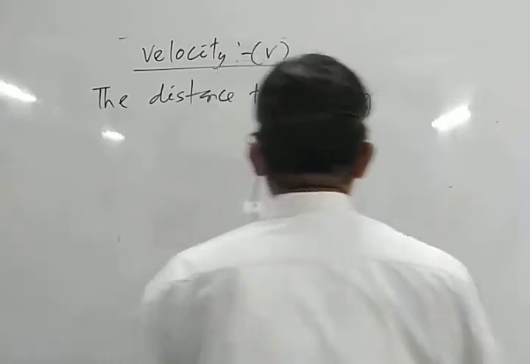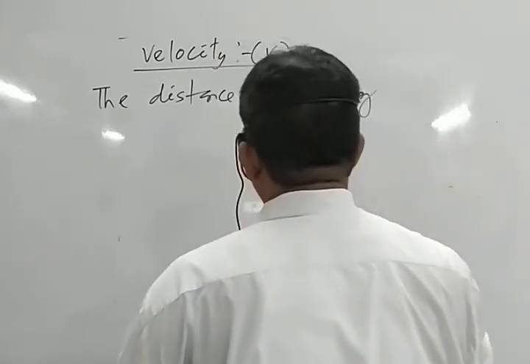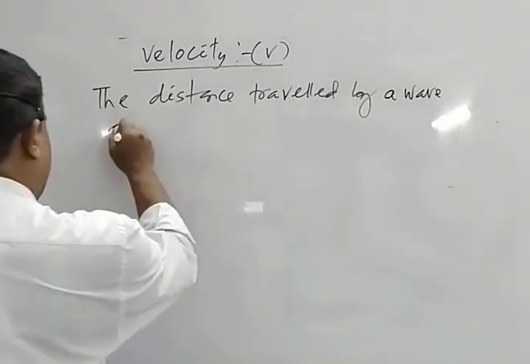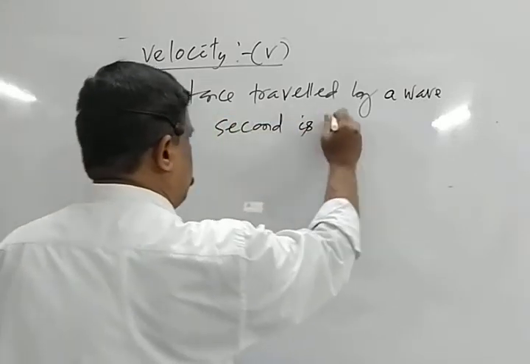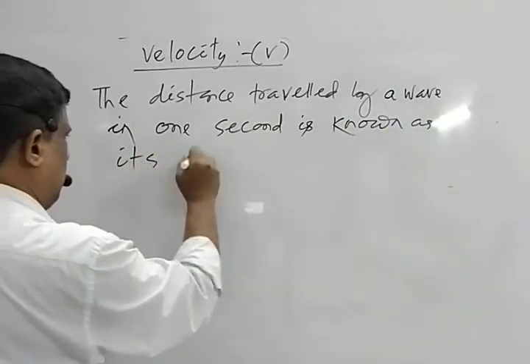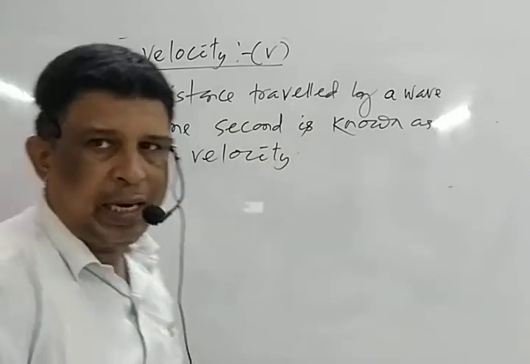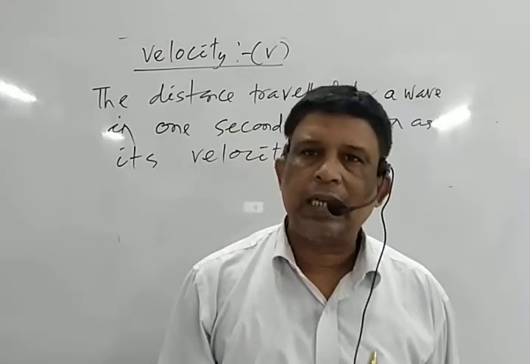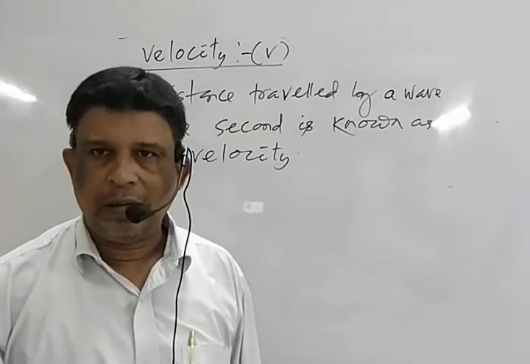It is defined by the distance traveled by a body; in the case of a wave, the distance traveled by a wave in 1 second is known as its velocity. As we discuss electromagnetic radiation, here we focus on the wave. That's why the distance traveled by a wave in 1 second is known as its velocity.